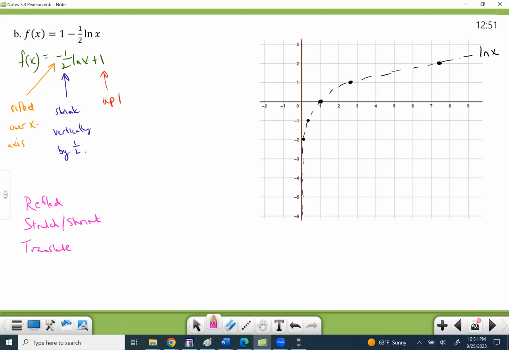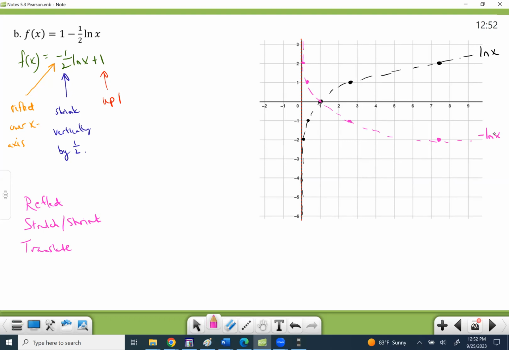So let's reflect all these points over the x-axis. So this point would go right here. This one would go right here. This one would stay. This one would go down here. And this one would go down here. Okay, I'm going to attempt to draw my reflection. Let's label this as negative natural log of x, so we understand that we reflected it.